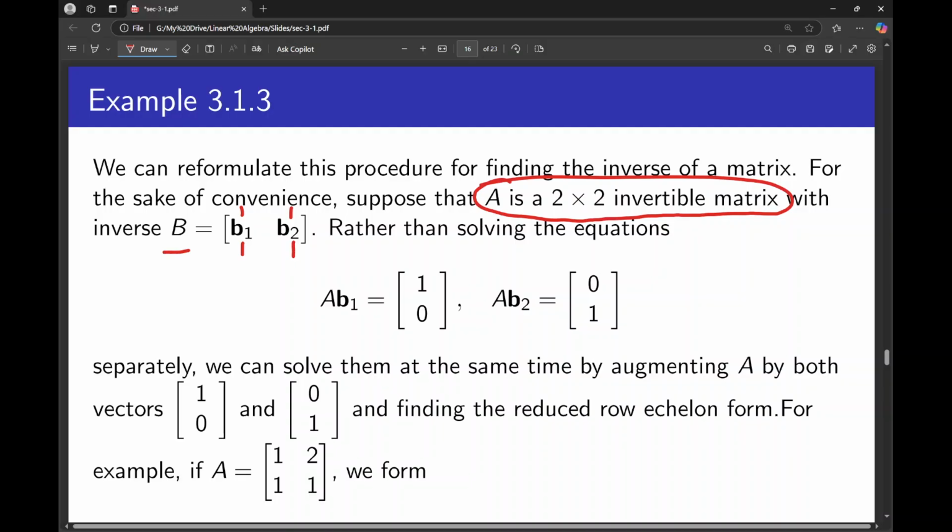So last time I solved those separately. So you solve A augment 1 0, and we solved A augment 0 1, and solve those separately. And if you notice, you do exactly the same Gauss-Jordan elimination steps for both of them.